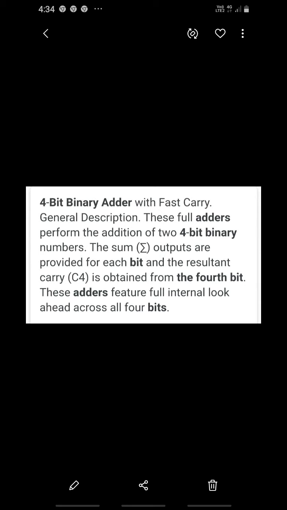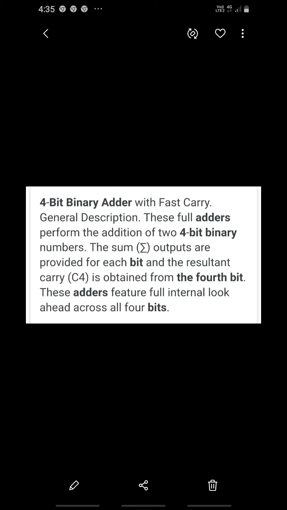A 4-bit binary adder with a fast carry. General description. These full adders perform the addition of two 4-bit binary numbers. The sum outputs are provided for each bit and the resultant carry is obtained from the 4th bit. These adders feature a full internal look ahead across all 4 bits.